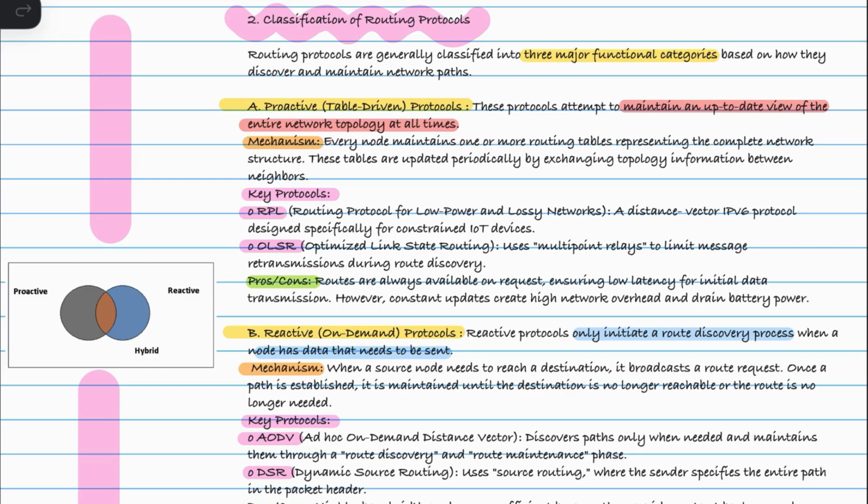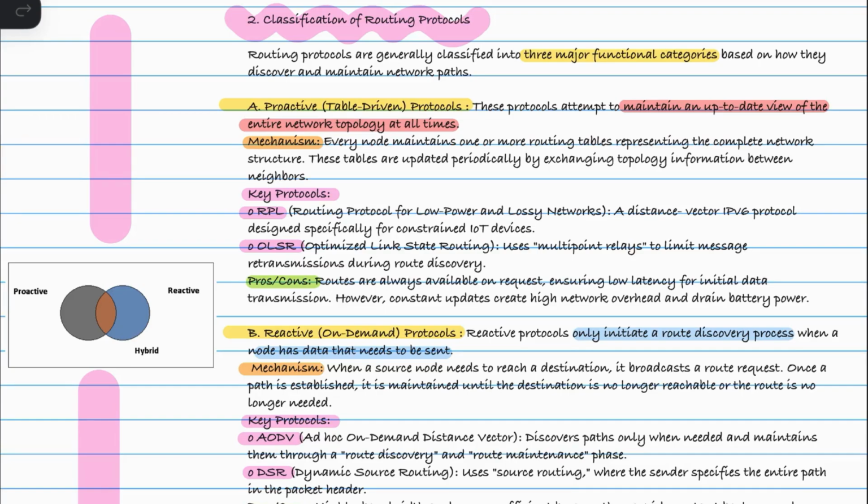Because the maps are pre-calculated, the moment the sensor needs to send data, the route is instantly available. So there is zero initial delay. However, the massive drawback is that there is network overhead. Even if the network is completely quiet and no one has data to send, the nodes are still burning up valuable battery, continuously broadcasting what the table update is, what the topology is, what the structure of the network is, right? So that is the drawback.